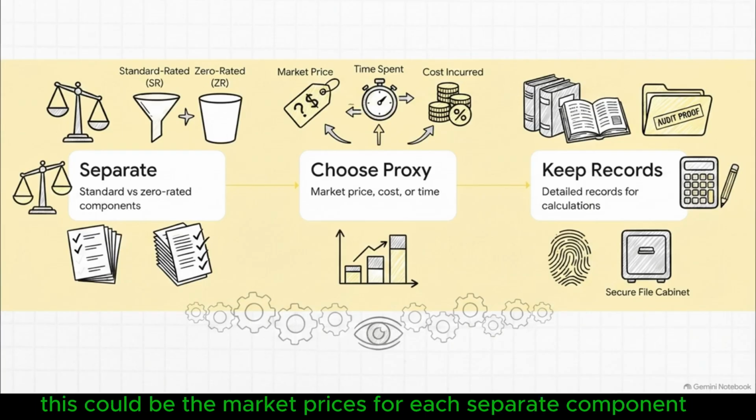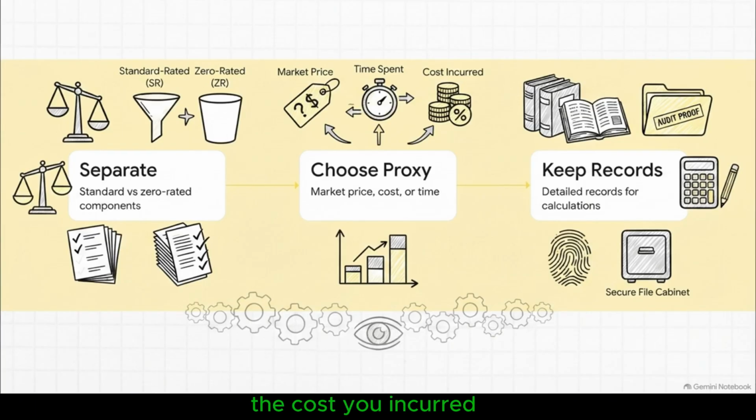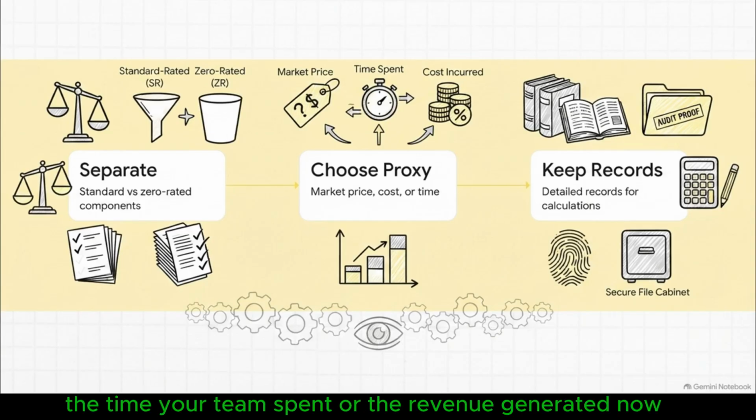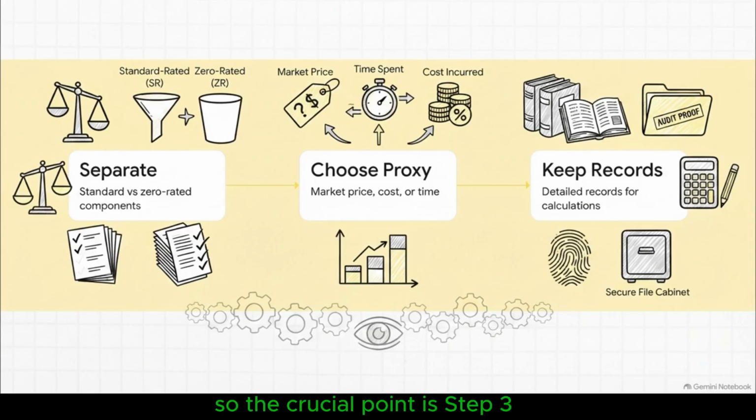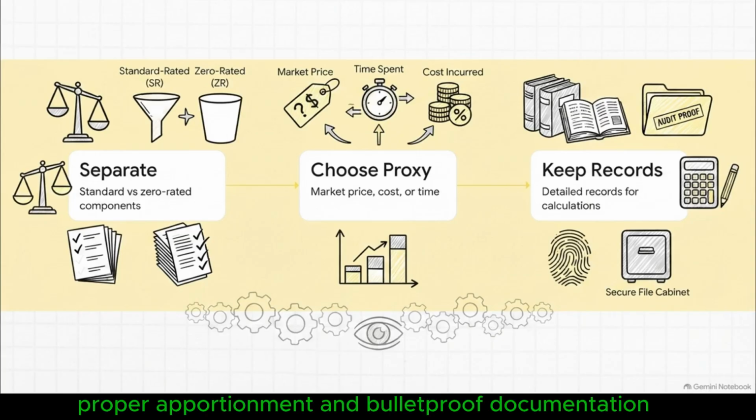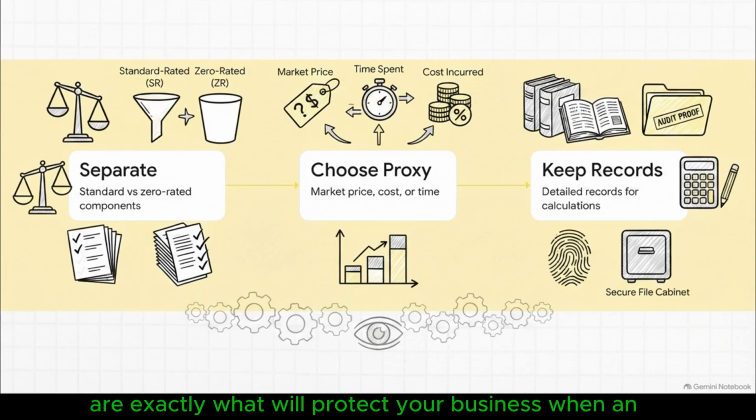This could be the market prices for each separate component, the cost you incurred, the time your team spent, or the revenue generated. Now, the crucial point is, Step 3, you have to keep incredibly detailed records explaining why you chose that specific proxy to support your calculations. Proper apportionment and bulletproof documentation are exactly what will protect your business when an IRS audit inevitably happens.